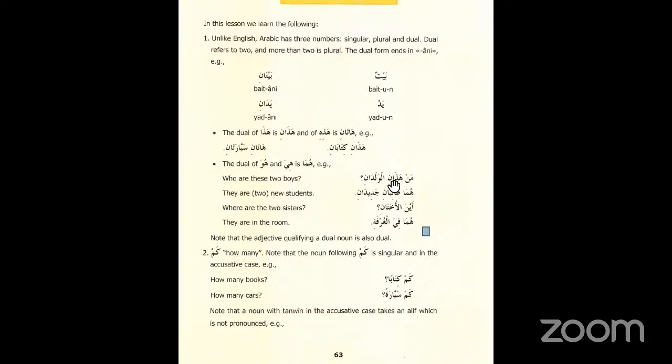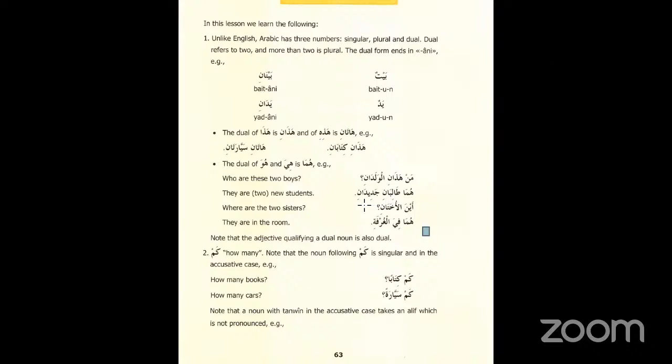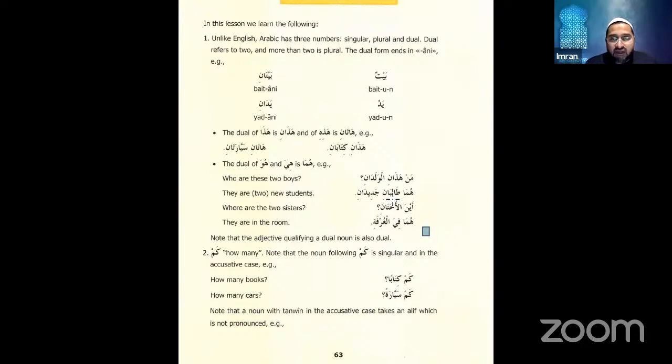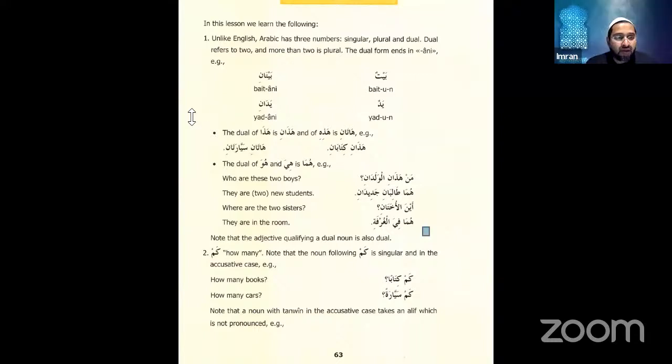Yep. And then hadani, man hadani al-waladan, and you see huma talibani. They are 2 new students. Now the word jadidani is an adjective for Talibani. Because Talibani is dual, masculine, and indefinite without alif lam, that's the reason why the adjective is coming indefinite, masculine, and also dual as well. Masculine, indefinite, and dual. Yep. Indefinite, not definite. So that's the ruling, right?